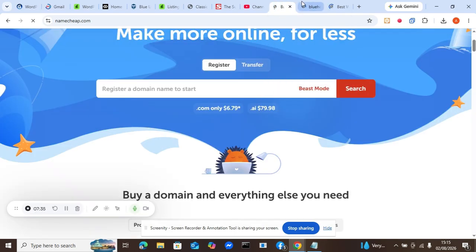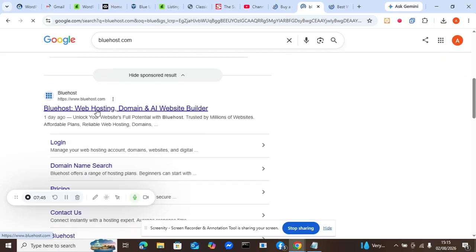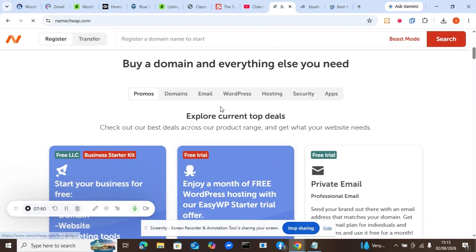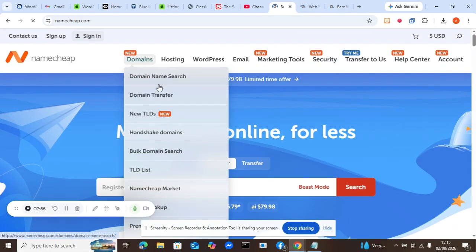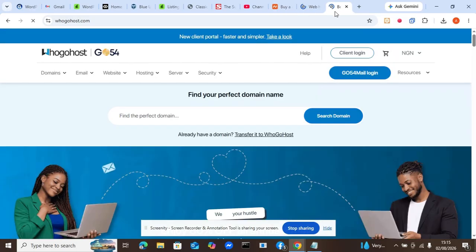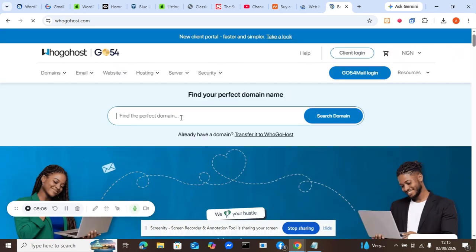So now I typed brewhost.com and it came out. I want to open the actual website, so I'm going to click it like this. These are websites where we can buy domains. You can buy a domain here, and you can also buy hosting in any of these places. But let me just do my practice with this one. Let's say for instance I want to buy Shison.com as my own domain name.